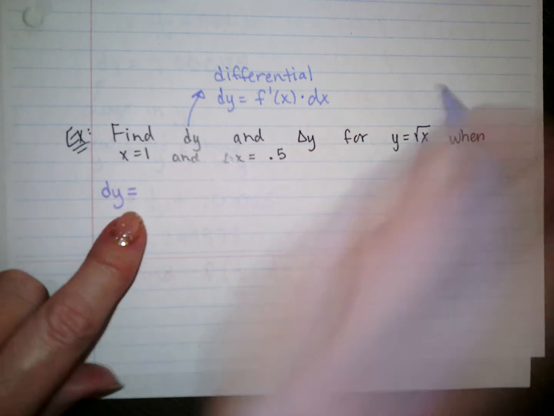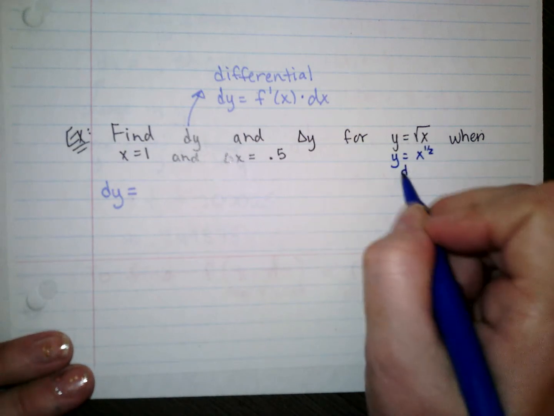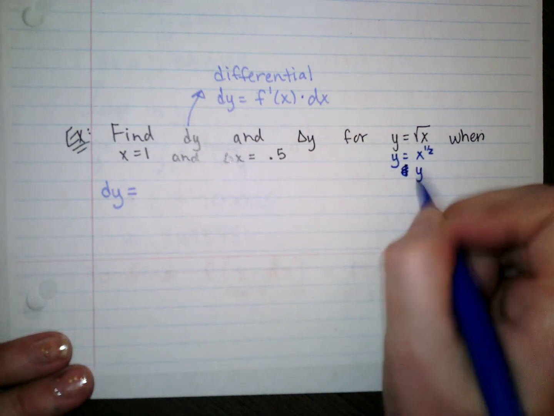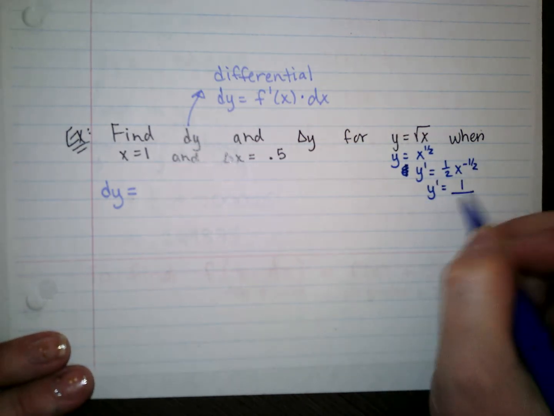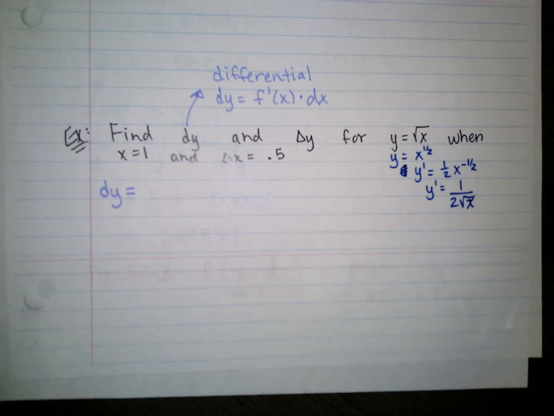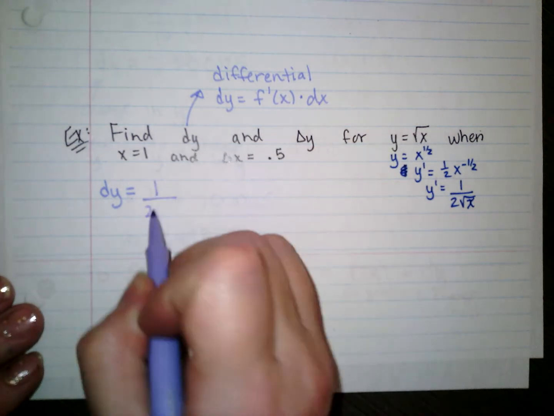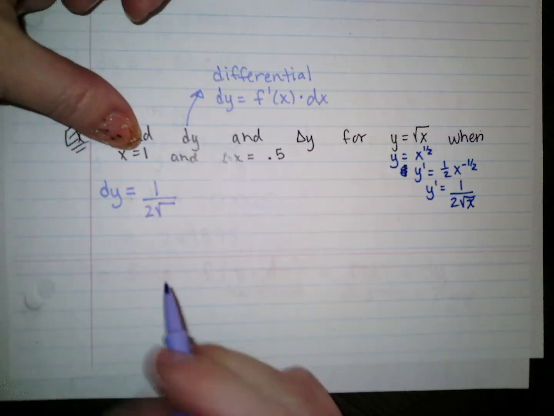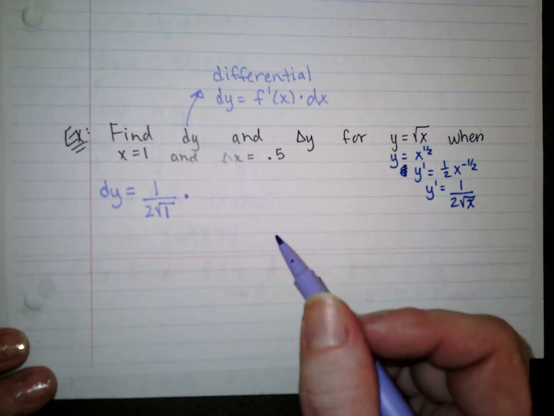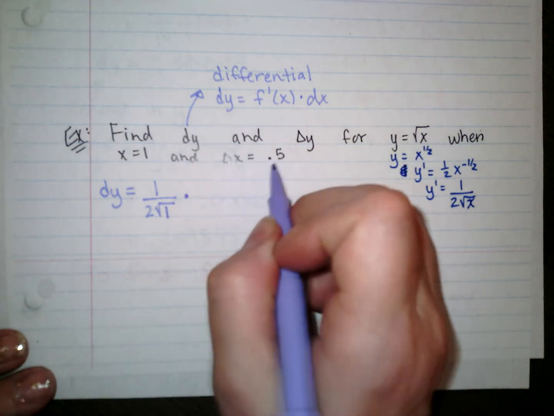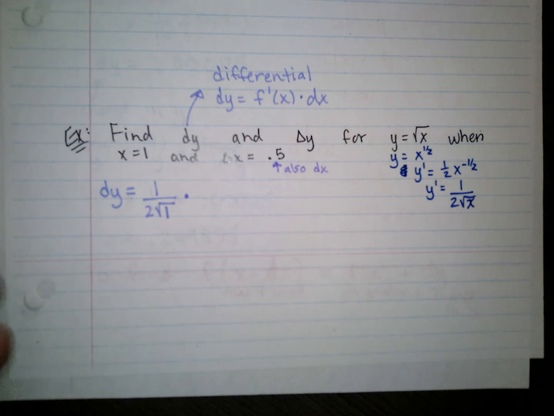So we're going to have to do the derivative of that. Let's do that over here. So if y is x to the 1/2, then y prime would be 1/2 x to the negative 1/2. So y prime is 1 over 2 square roots of x. So dy would be f prime of x, so 1 over 2 square roots of, since we're using x equals 1, we'll put in 1, times dx. Now dx, remember, is the same thing as delta x. So this is also dx. dy and delta y are different, but dx and delta x are the same.